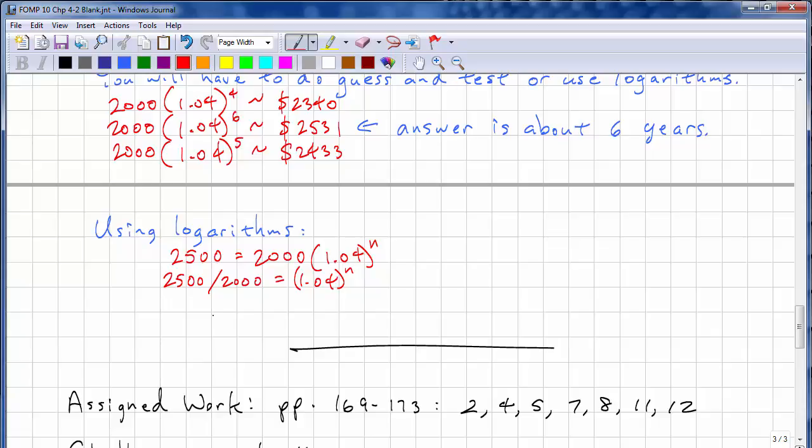Now we take the logarithm of both sides. So this is log. This reduces down to 5 over 4 equals n, and the exponent goes up front. We put log 1.04. Now to isolate n, we divide both sides by log 1.04. Notice how I'm keeping the logs until the very end because I don't want any rounding errors.